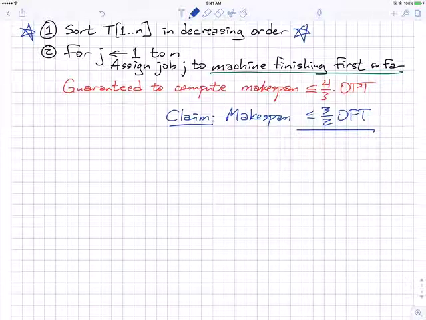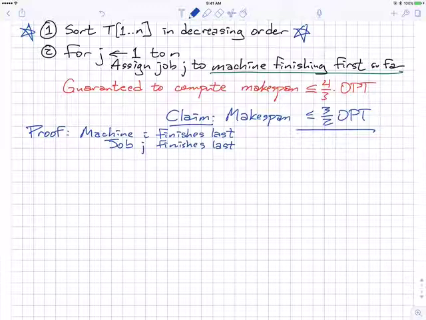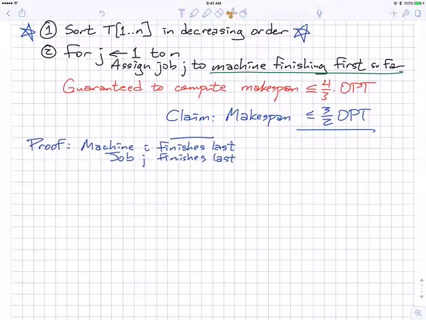So let's see, how does this actually work? Well, again, I'm going to say machine I finishes last. This is the definition of I. And job J finishes last. This is the definition of J.